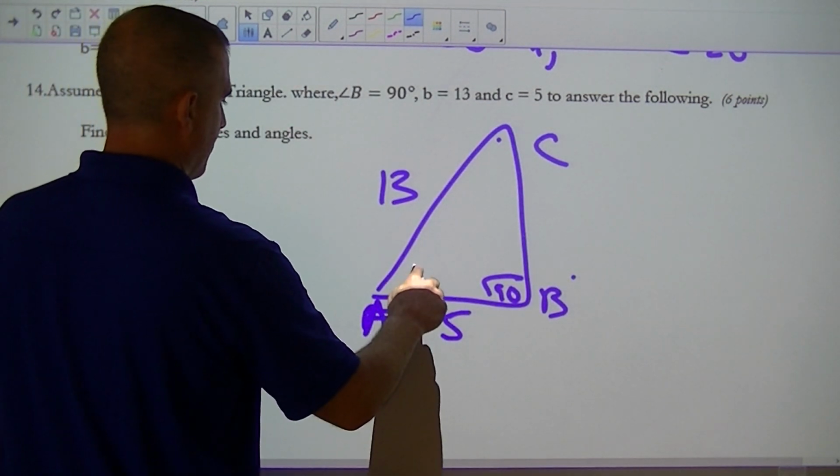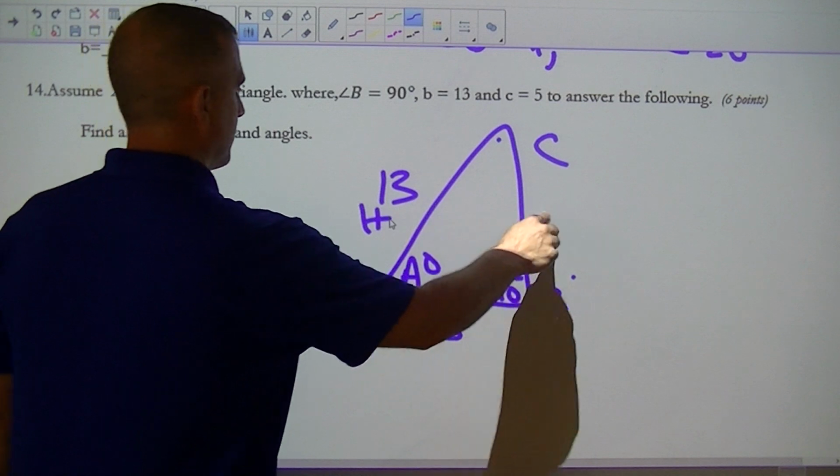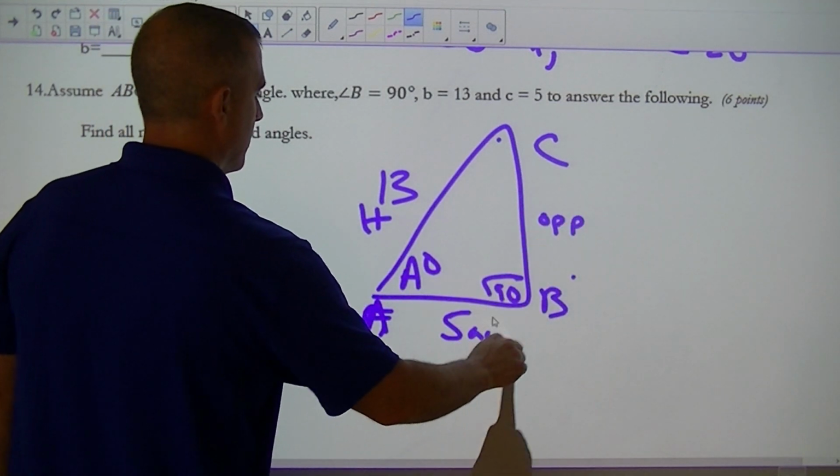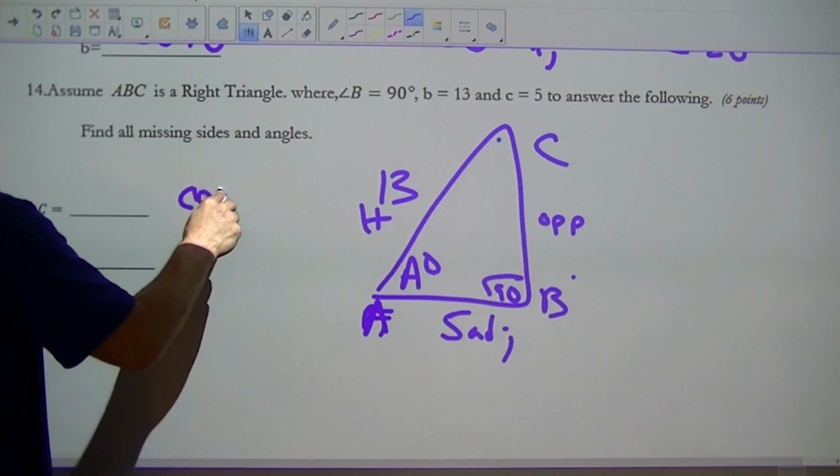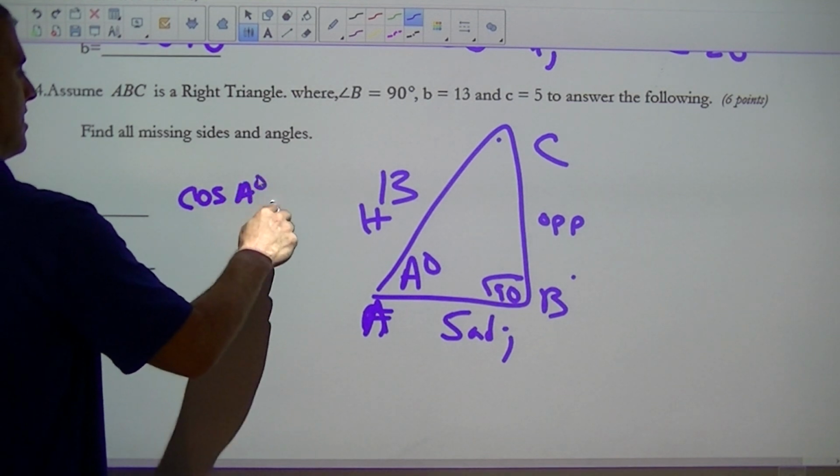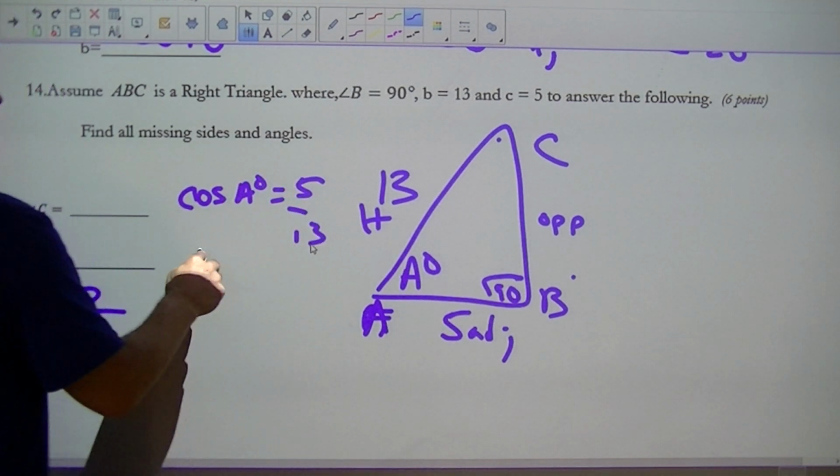I'm going to get this angle first, so angle A. This is hypotenuse, opposite, adjacent. The two things I have are adjacent and hypotenuse, so cosine of A is 5 over 13, and I would do the inverse.